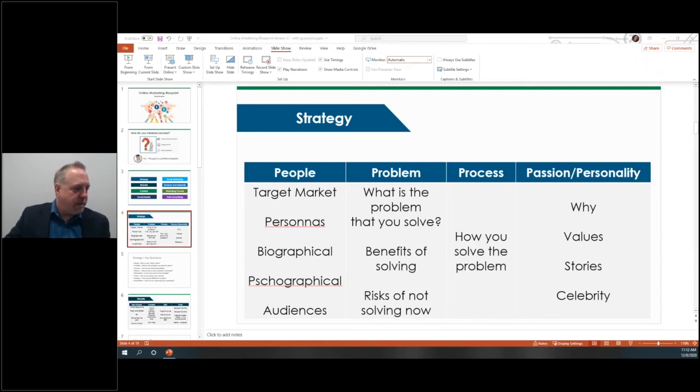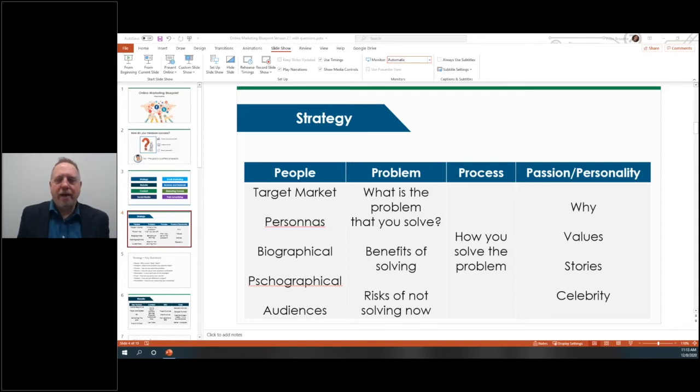The next step here, I want to make sure I cover some of my notes, is the process. So what is your particular process for how you solve that problem? Now, I'm not saying that you should tell your prospects, here's everything that we do. You don't necessarily have to do that. What they want to know is what's the result you're going to get for them.